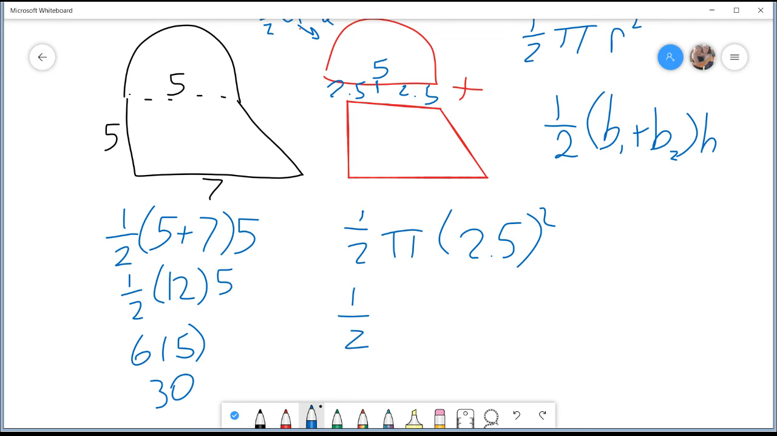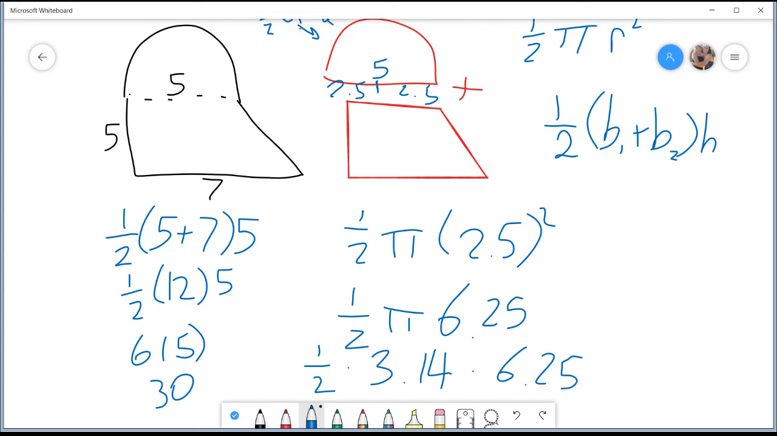So we have 1/2 times pi times 6.25. We're going to replace pi with 3.14. So we're going to do 1/2 times 3.14 times 6.25. And I'm going to type that into my calculator really fast. When you're doing 1/2, you can write it as 1/2. You can write it as 1 divided by 2. You can write it as 0.5, or you can divide the whole thing by 2 when you're done. There are a lot of options that you can do. I'm going to divide by 2 at the end.